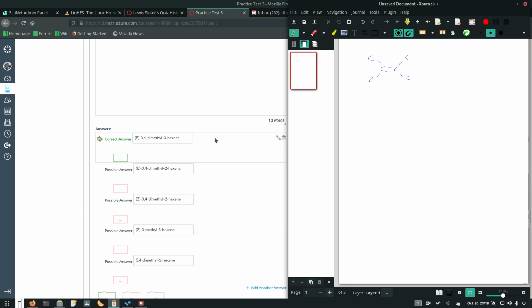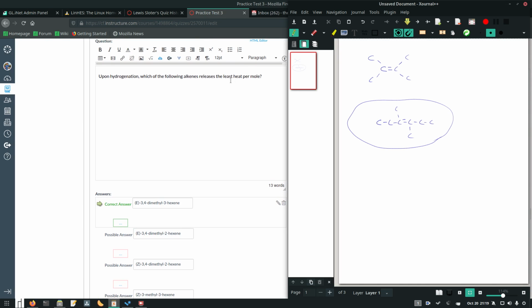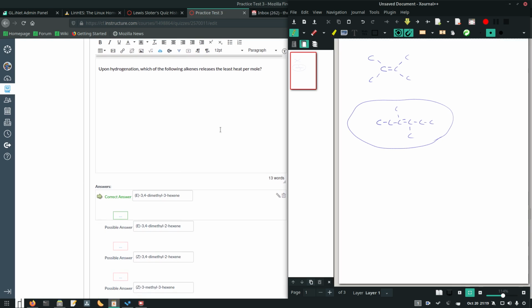We will see if we were to draw this thing out. 3-hexene looks like that, and 3,4, and then to make that E, I'll make those carbons opposite one another. And that does have 4 carbons right off that double bond. That's going to be a very low amount of heat when it actually does hydrogenation.